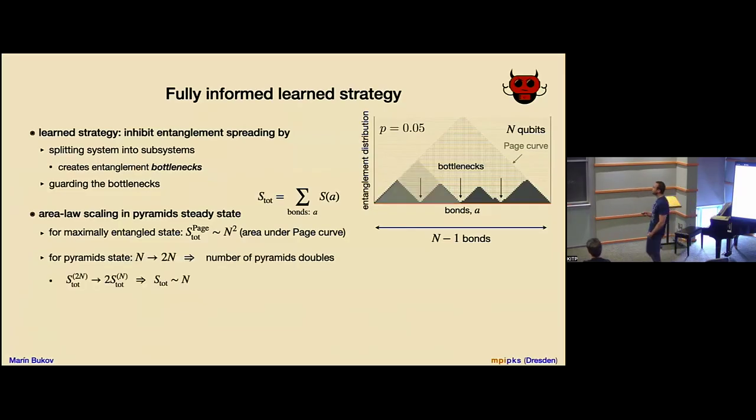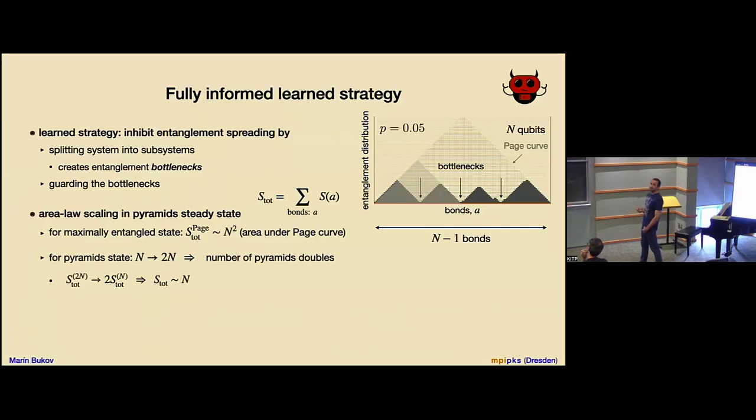Now, the pyramid state goes like the following. So let's try to estimate its entanglement content. Let's just consider a smaller system first with only 2 pyramids. Now, if I double the system size from n, let's say, to 2n, then I double the number of pyramids. And because entanglement is the area of these pyramids, then what we see is that entanglement also doubles.